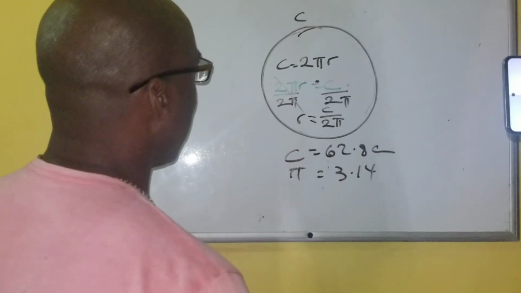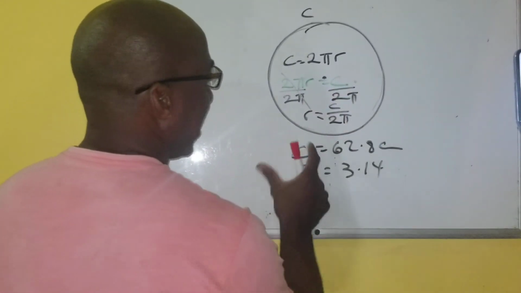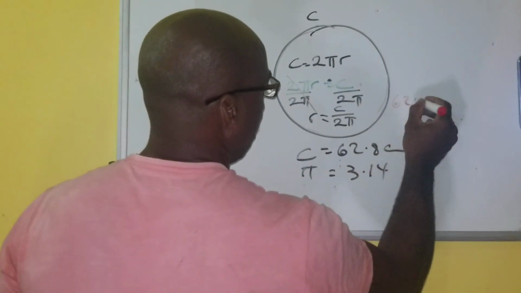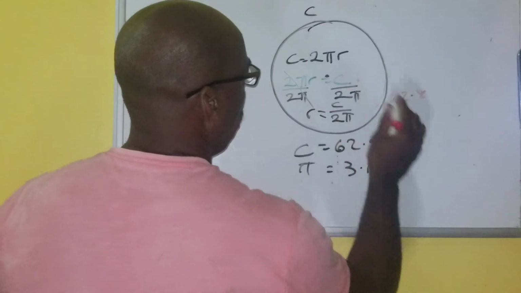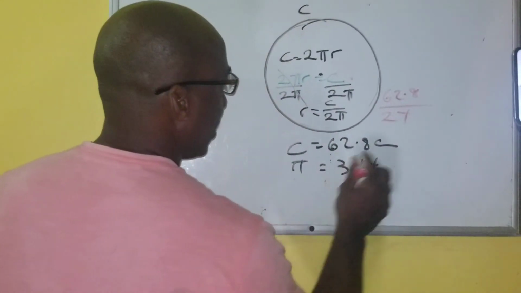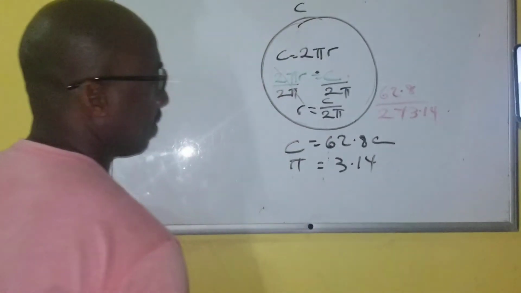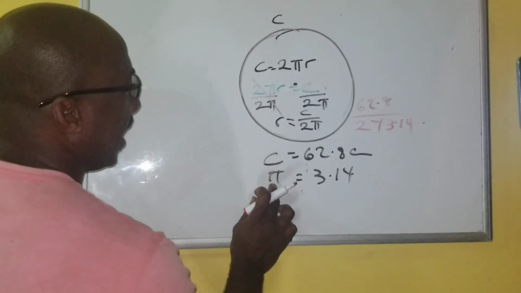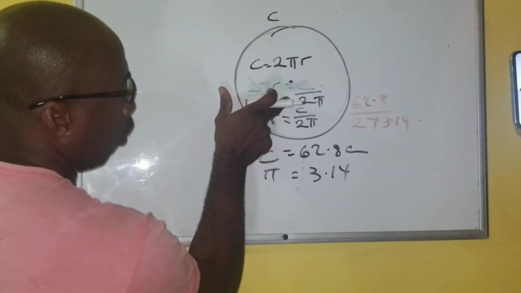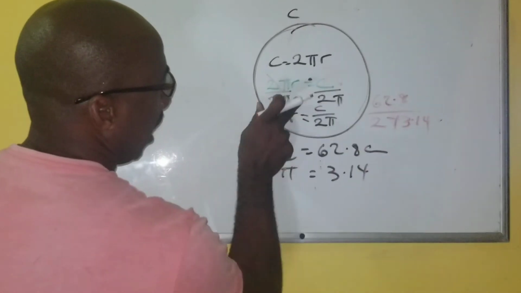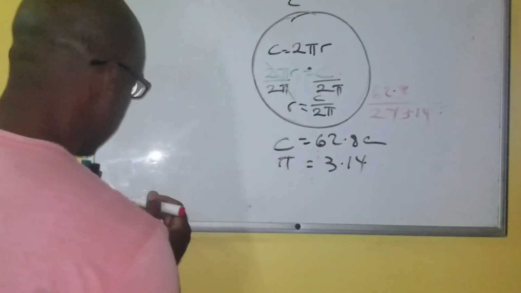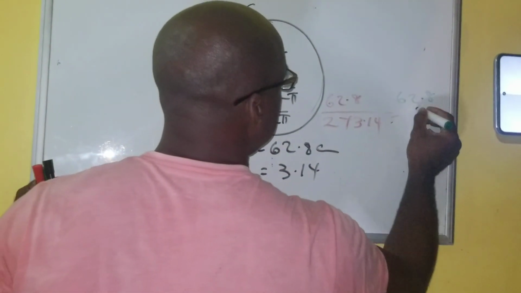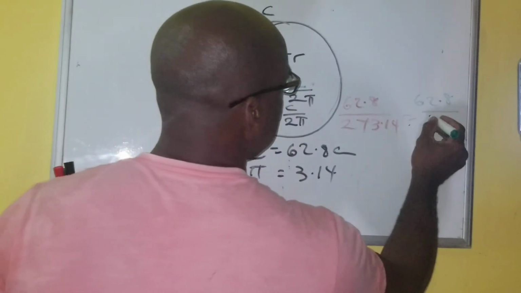Good. So now we can substitute these numbers into the formula. They say C is what? 62.8 over 2 times our pi, which is 3.14. I will be substituting the values for circumference and pi into the new formula, C over 2 pi. C is this, and it's 2 times pi. And we calculate. So we get 62.8 over 2 times 3.14, that is 6.28.